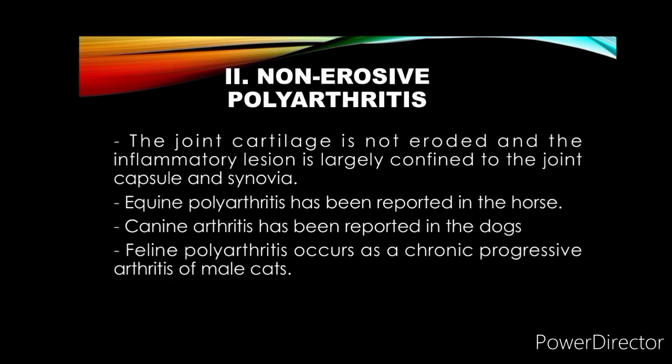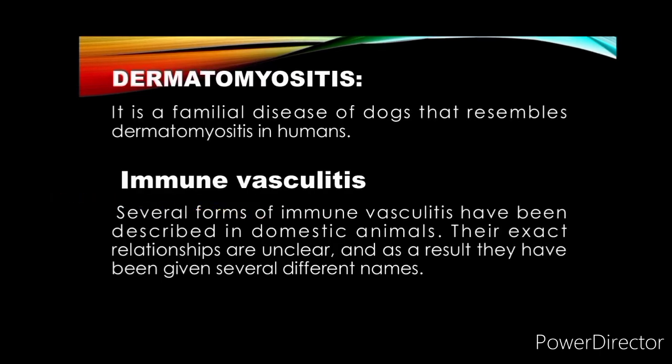Equine polyarthritis has been reported in the horse. Affected foals have many swollen joints involving all four limbs and persistent fever. Canine arthritis has been reported in dogs. Feline polyarthritis occurs as a chronic progressive arthritis of male cats. Dermatomyositis. It is a familial disease of dogs that resembles dermatomyositis in humans. It is mainly a clinical syndrome of dermatitis and less of myositis.